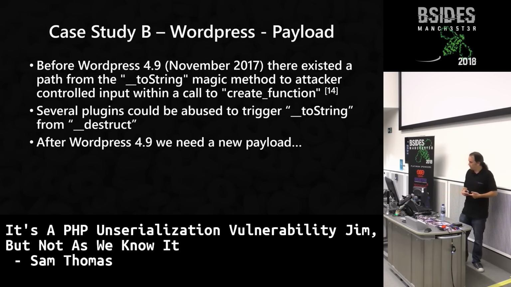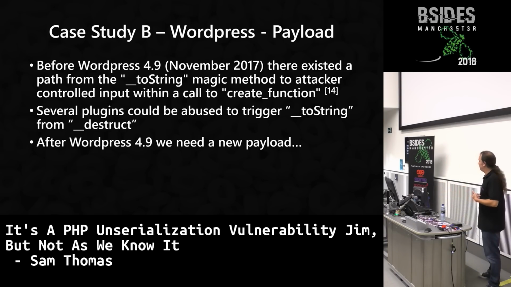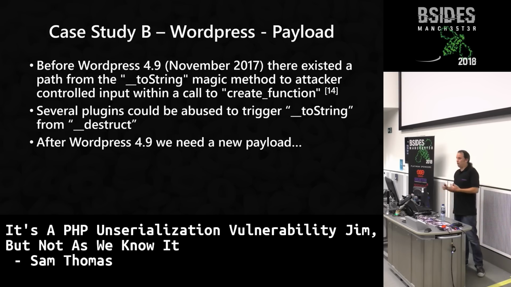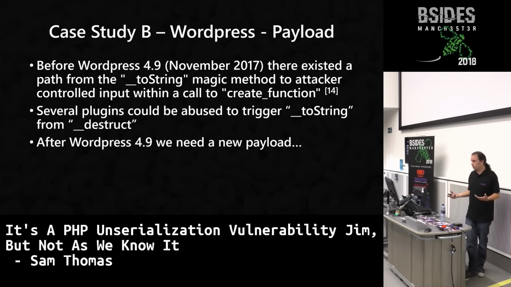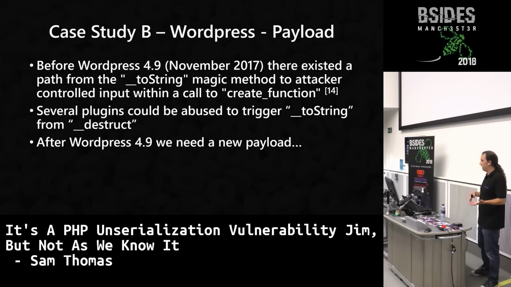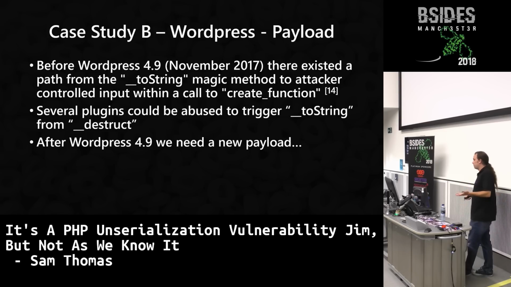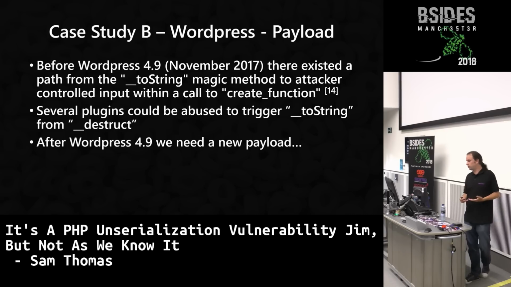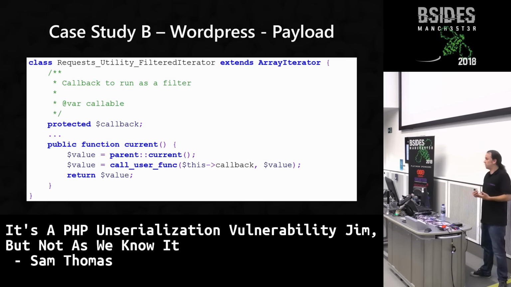In terms of the payload I'm going to use today, until fairly recently, November 2017, there was a payload that I presented here 3 years ago, which went from toString to code execution. They've made some changes since then, and that payload's no longer valid, so we have to try and find another one. WordPress is quite limited in what classes you can use to construct these kind of payloads. Looking through the classes that are there, one really stands out, which is this request utility filtered iterator, which is an array iterator.